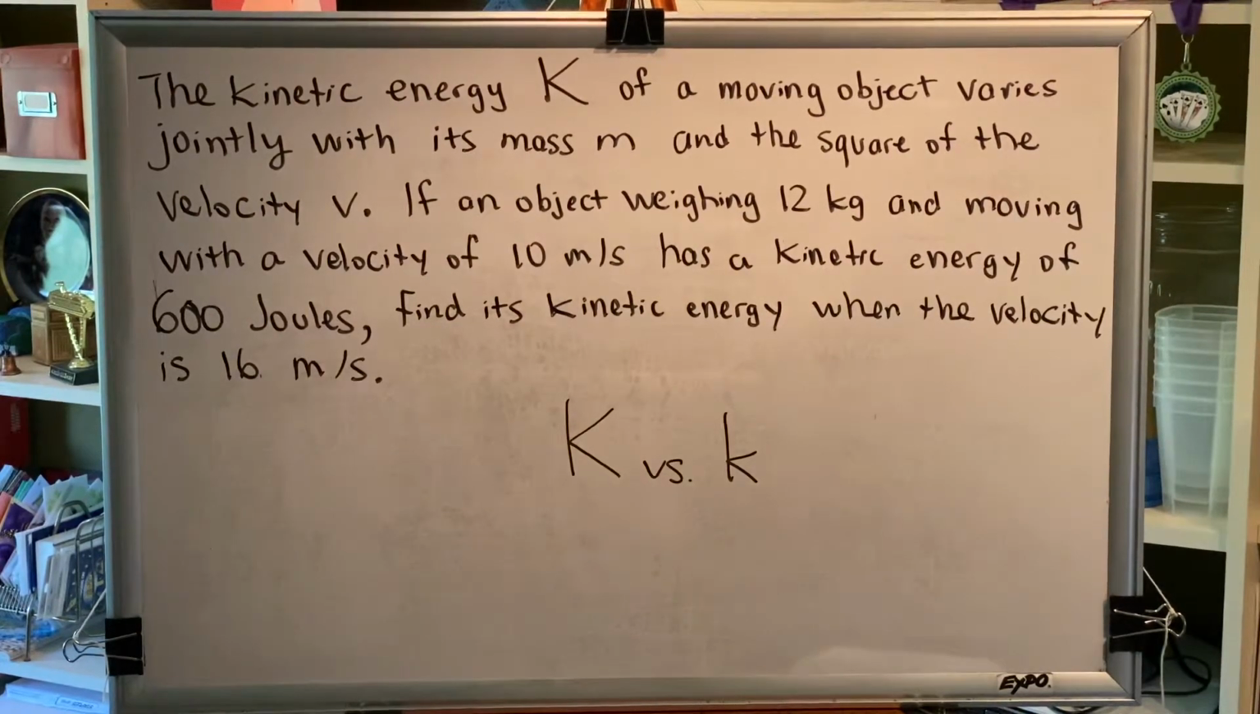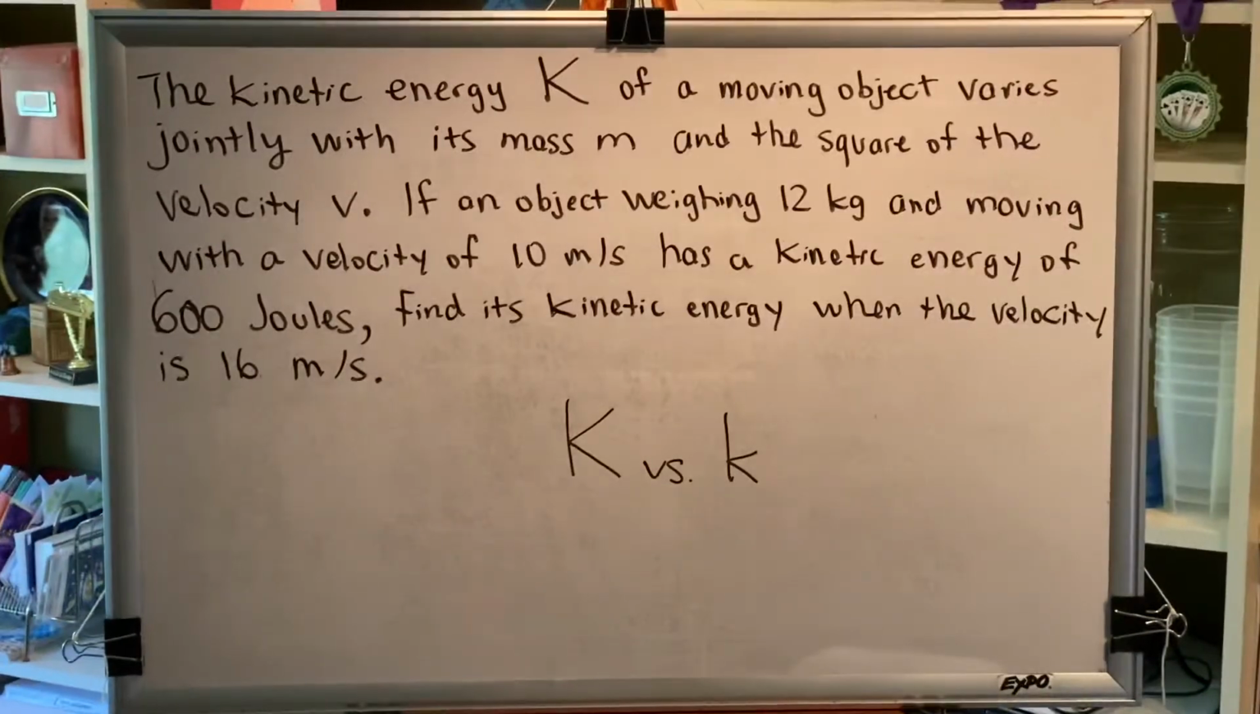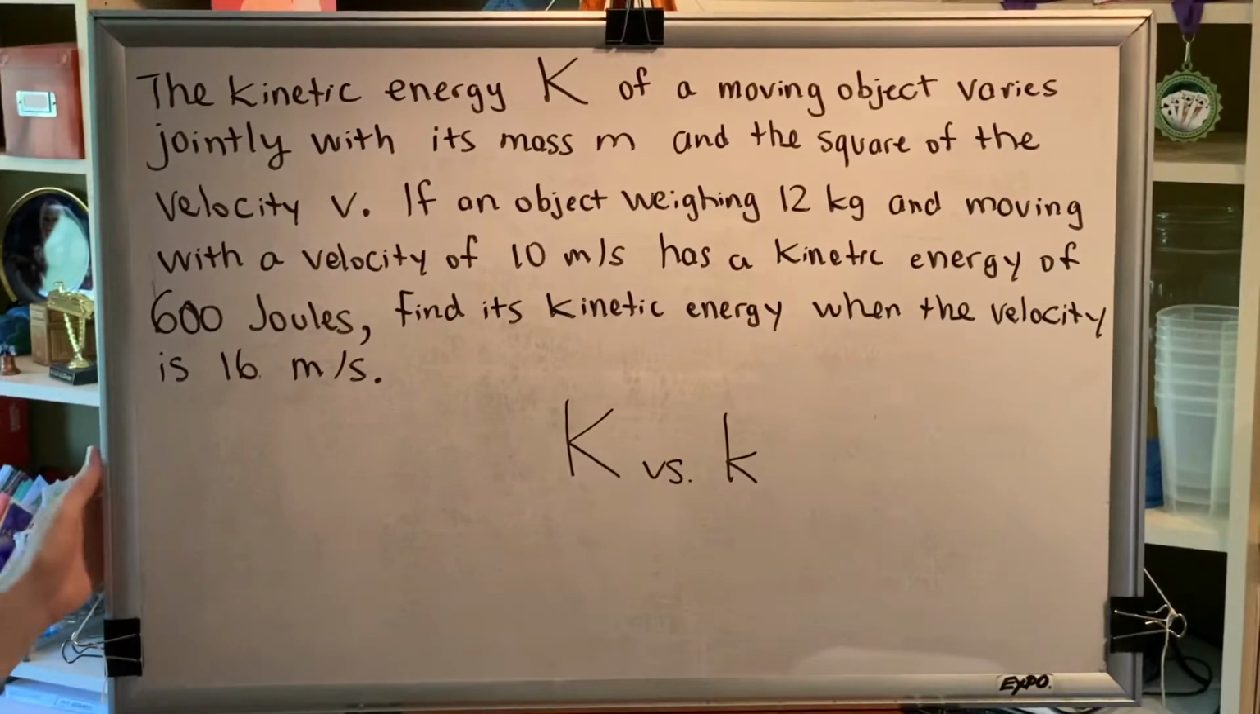The topic of this video is constructing a model using variation. Let's solve this problem. The kinetic energy K of a moving object varies jointly with its mass m and the square of the velocity v. If an object weighing 12 kilograms and moving with a velocity of 10 meters per second has a kinetic energy of 600 joules, find its kinetic energy when the velocity is 16 meters per second.